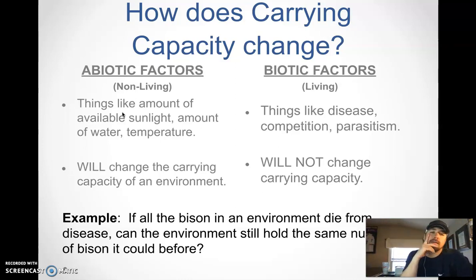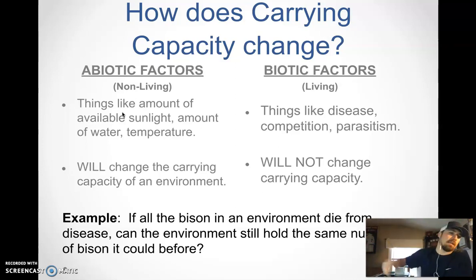If, let's say I have a well over here of water, and that water can only support 10 people. But what if the well dries up and now I only have the amount of water to support 5 people? Does that change the carrying capacity? Absolutely it does. Now the carrying capacity is 5, not 10, because it's all about the water that's available to keep us alive.